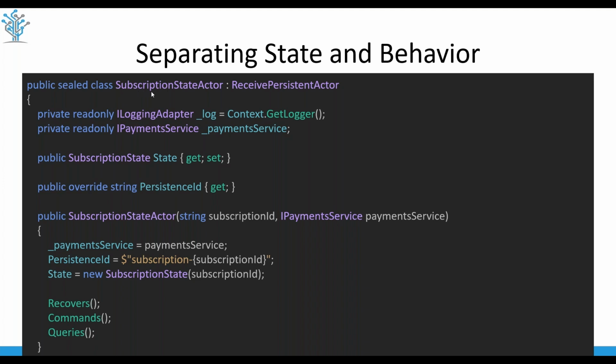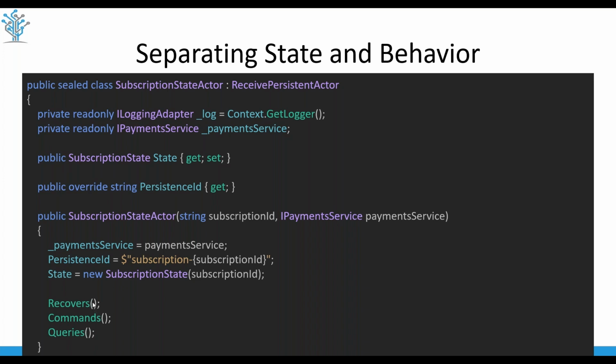So this is our subscription state actor. It manages a subscription. So for a specific user, for a specific product over a specific duration and price. And so for every subscription this user has to any given product, there will be a distinct subscription actor for that. So we have our subscription state.